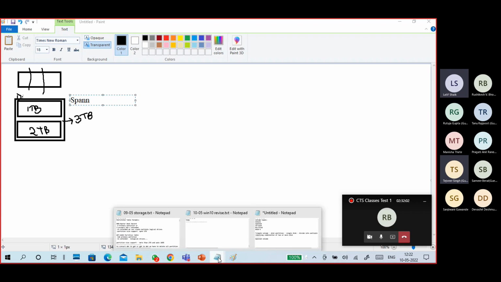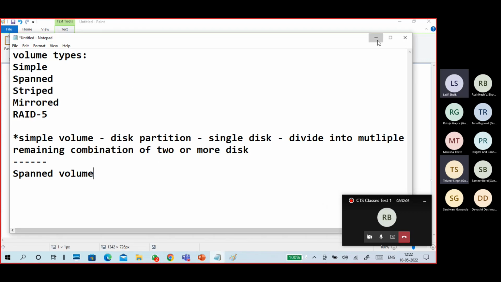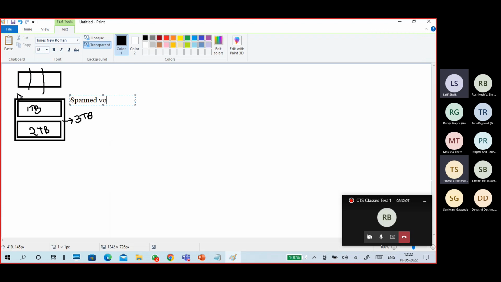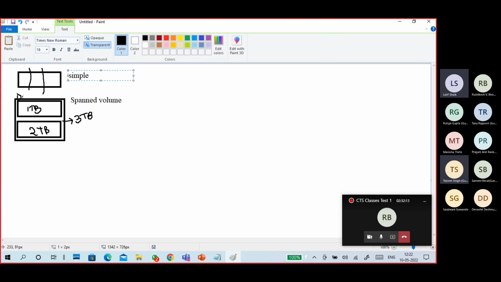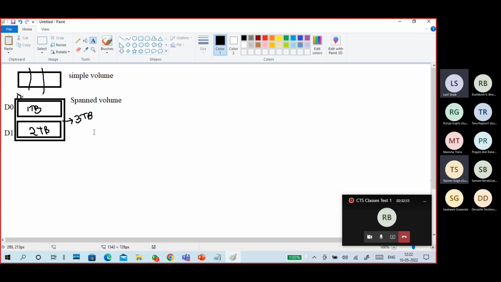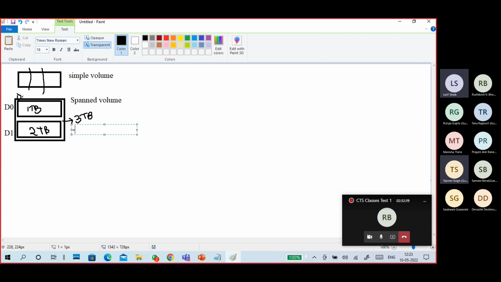It's called a spanned volume. So this is a simple volume, meaning one disk where we create multiple partitions. With two disks combined, like disk 0 and disk 1 combined, it becomes a spanned volume and a single volume. No redundancy. So, no redundancy: one disk failure, total data loss.